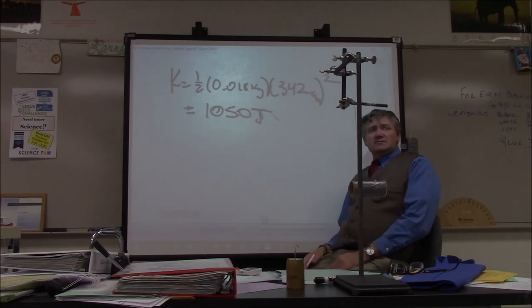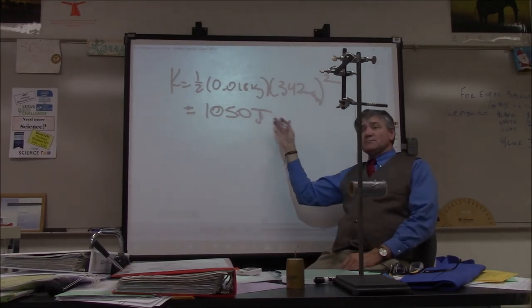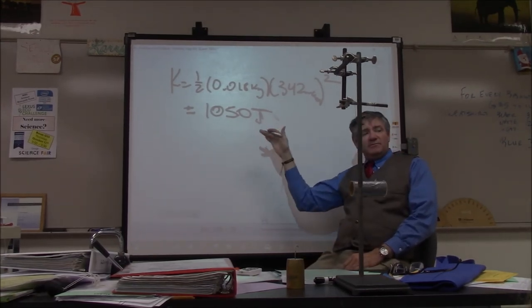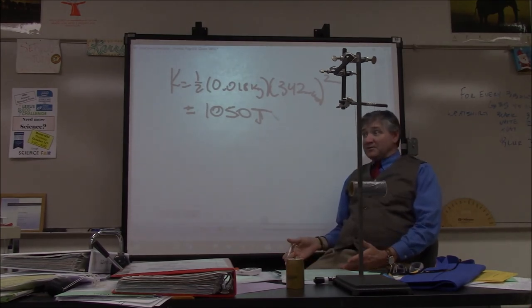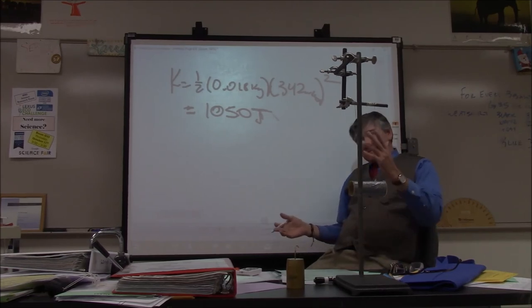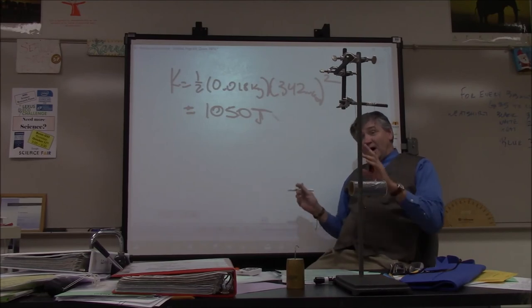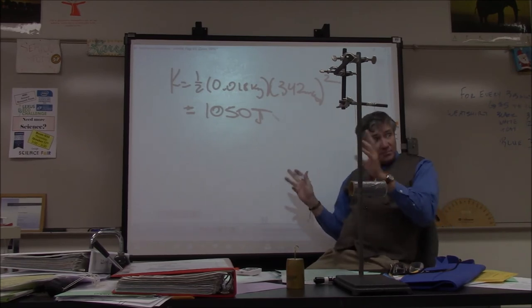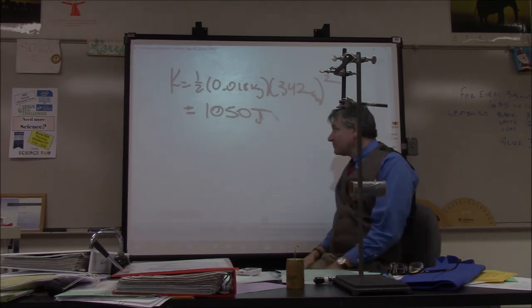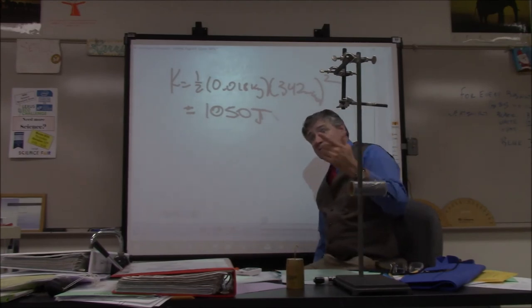That's 1,050. Is it possible for an elephant to have that same amount of kinetic energy? Yes, but the elephant would have to be going really slow, right? Because the elephant's going to have more mass. So it's possible for a bullet and an elephant to have the same momentum and the same energy because they're both dependent upon mass and velocity. So that's how much kinetic energy the bullet brought in.